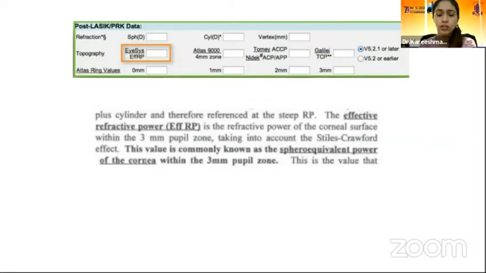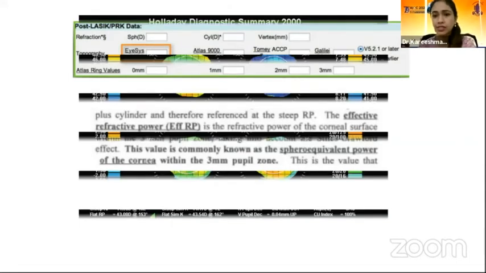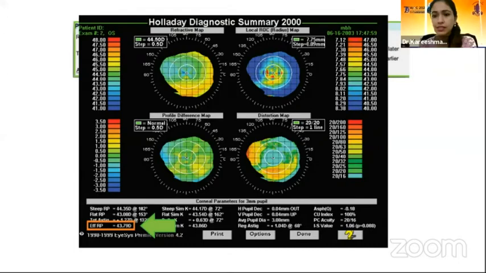For example, in the older machine like ISIS, which is a Placido-based machine, there is an effective refractive power which comes on a holladay diagnostic summary. So for your patient who has this machine, you ask for this diagnostic summary, and in the left bottom corner, as you can see, there's something called effective refractive power. This is what you need to feed into that calculator. So the point is that you should know which data to pick up from which display image and feed it into the calculator.